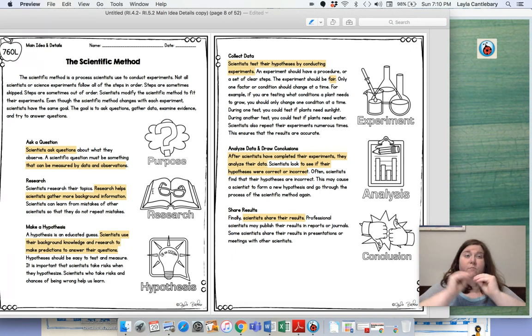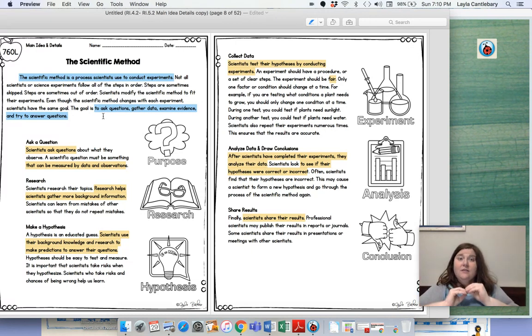Maybe we can put both of those sentences together in one to be our main idea. So maybe we could say the scientific method is a process scientists use to conduct experiments, to ask questions, gather data, examine evidence, and try to answer questions. So we put that first sentence and that last sentence together to be our main idea.